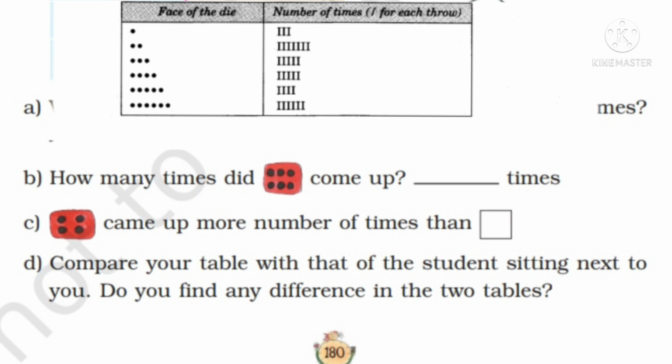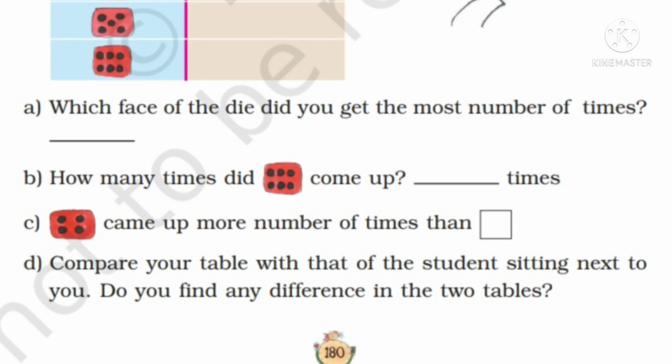4 comes up more number of times than 1. 4 comes 5 times, and it comes more than 1. 1 comes for only 3 times.